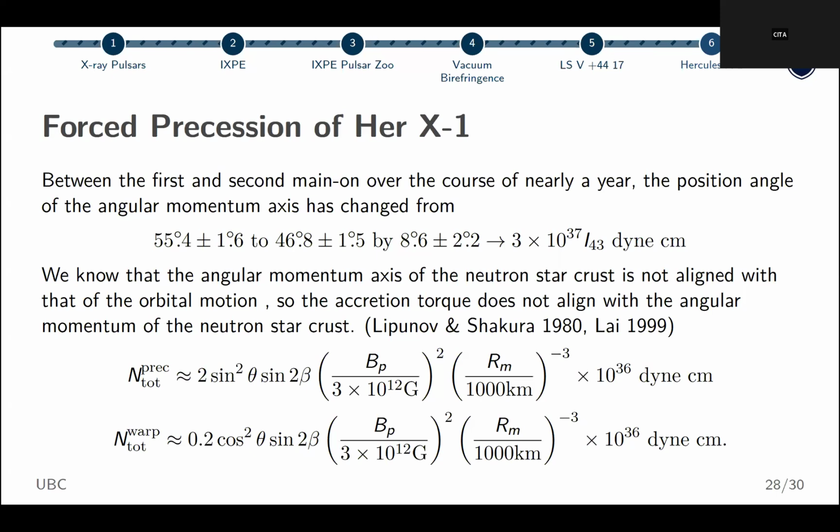Did I say it was misaligned before? It's misaligned. So this is the misalignment angle here. What happens is you have this magnetic field from the star, and of course it disrupts the disk at some point, but beyond that it's still dragging through the disk. And if it's misaligned with the disk, there are torques. One torque is a precessional torque, which is what we want. That's going to drive the precession of the neutron star.